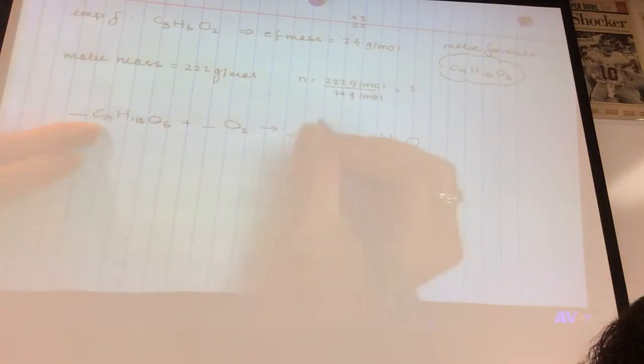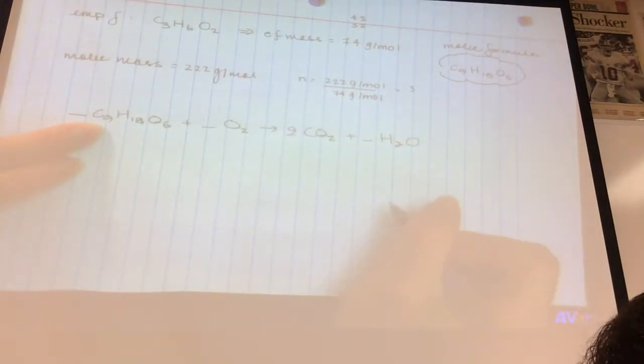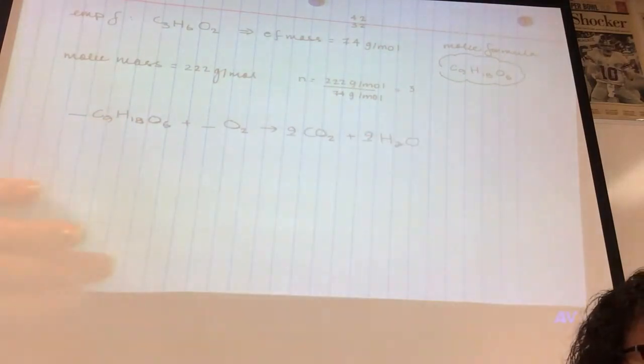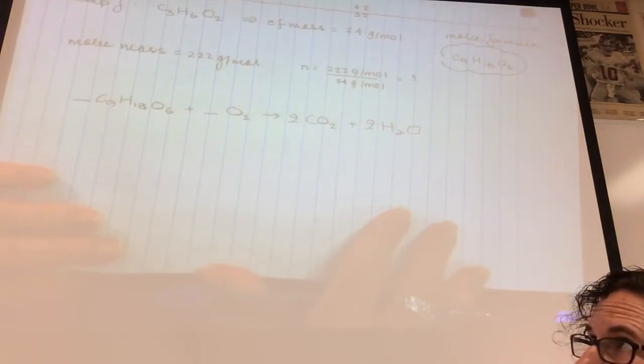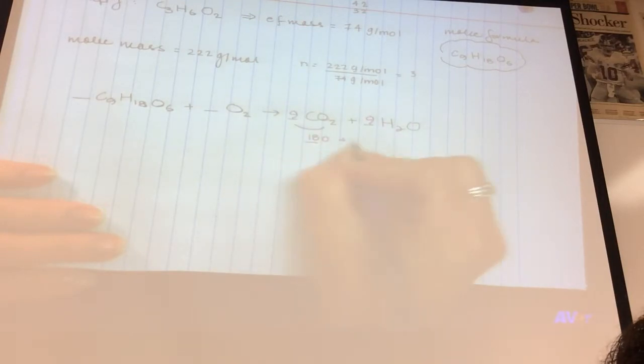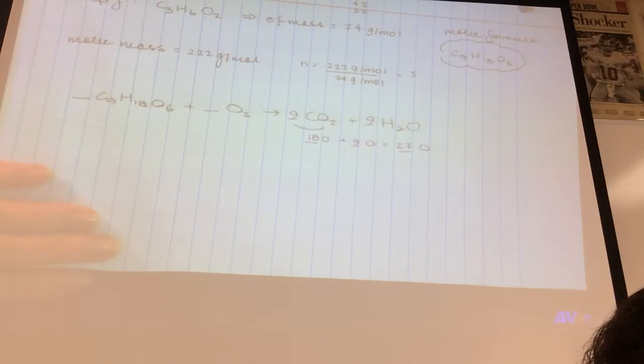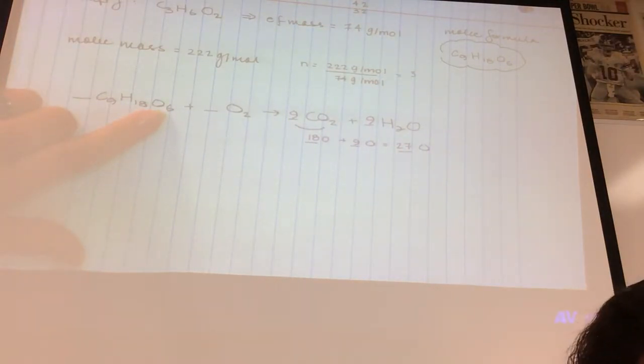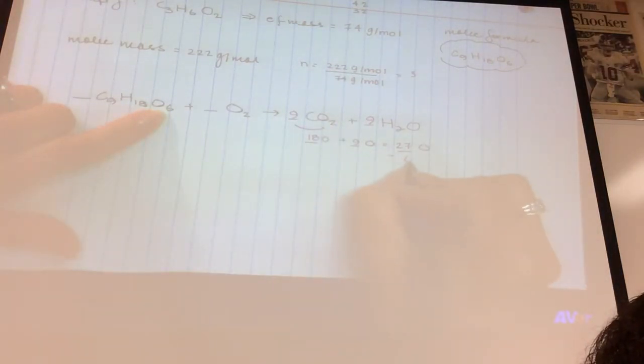You've got 9 carbon, 9 carbon. You have 18 hydrogen, you have 18 hydrogen. Now you got to be careful. You've got 18 O's here, plus 9 O's here is 27 O's on the right. You've got 6 here. I'm going to subtract 6, which is 21 O's.